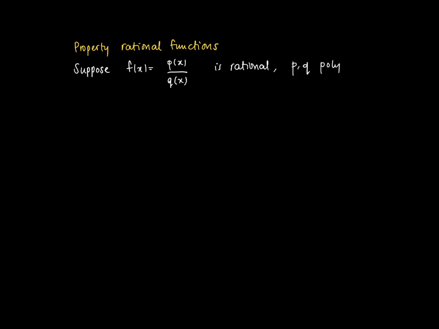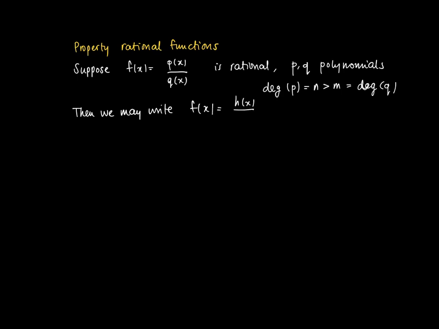So this one is rational, and suppose that the degree of p is larger than the degree of the polynomial q. So in this case, the degree of the numerator, n, is larger than m, the degree of the denominator. Then we may reduce this rational function. We may write it as a rational function h(x) divided by q(x). So we have the same denominator, but h is now a polynomial of lower degree than q, and a remainder term. And the remainder term is written r of x, which is a polynomial.